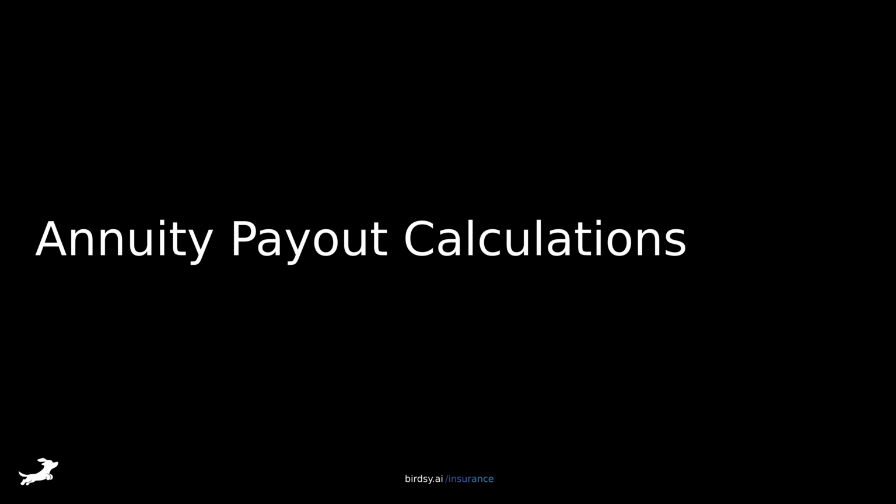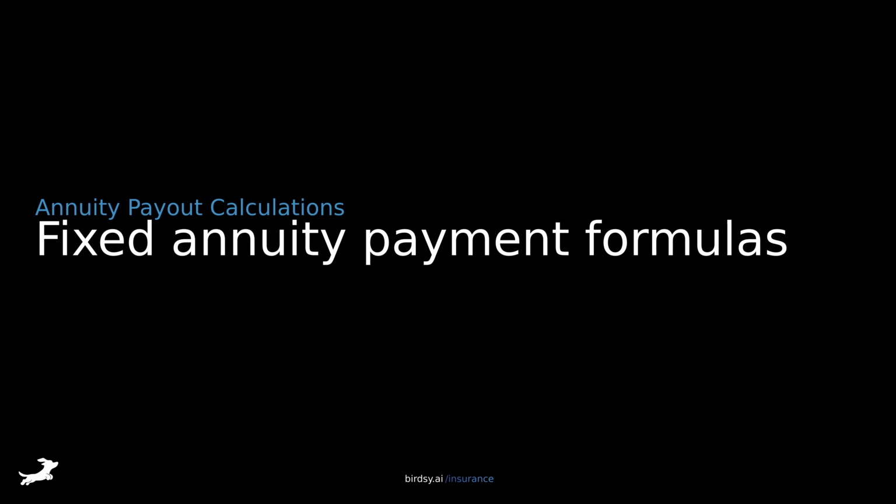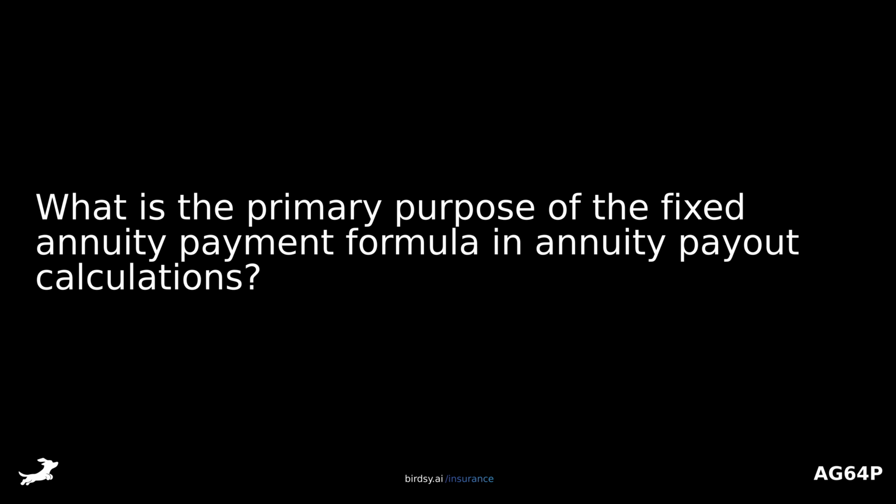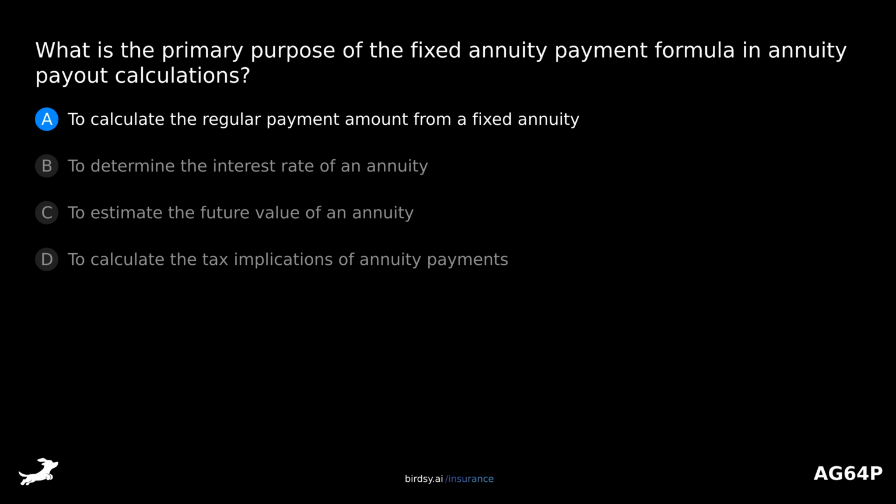Annuity payout calculations. Fixed annuity payment formulas. What is the primary purpose of the fixed annuity payment formula in annuity payout calculations? Is it A, to calculate the regular payment amount from a fixed annuity, B, to determine the interest rate of an annuity, C, to estimate the future value of an annuity, or D, to calculate the tax implications of annuity payments? The answer is A, to calculate the regular payment amount from a fixed annuity.